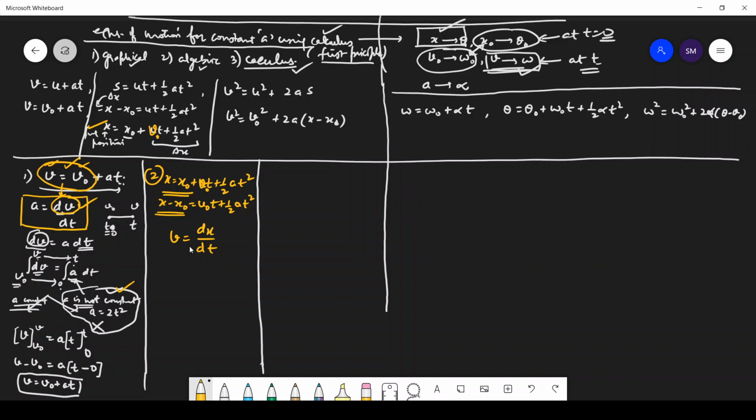Now v is equal to... now it's so simple. Same manner you will do it. So here you will get dx equals v dt, and then you will be taking the limits x naught to x and time t equals 0 to t. Now the difference only here is, here a was constant and here v is not constant.